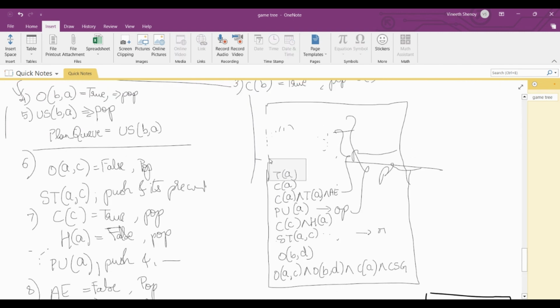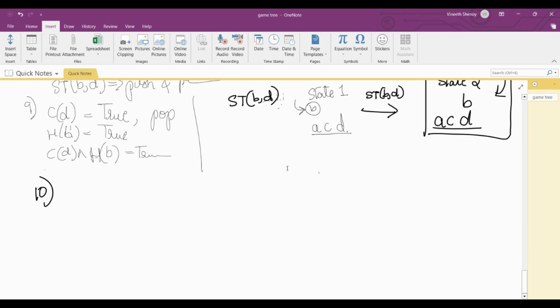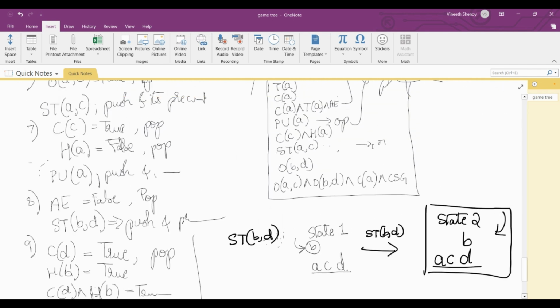Tenth step. Goal stack has T of A. We will check that: is A on top of the table? Now we'll consider state 2. Is it true? Yes, A is on the table. True. So you'll pop it out. I'll just strike it off.